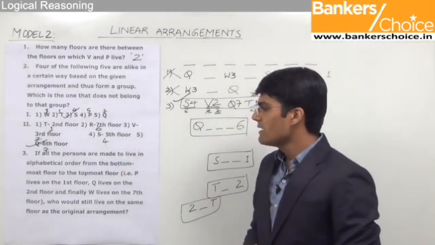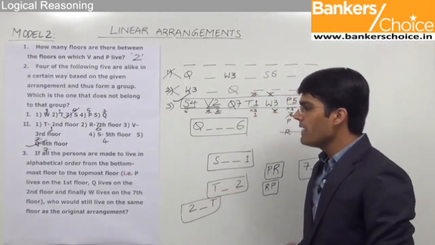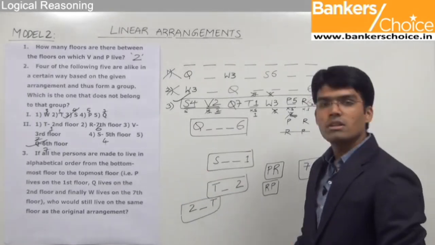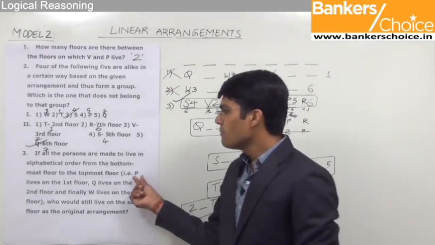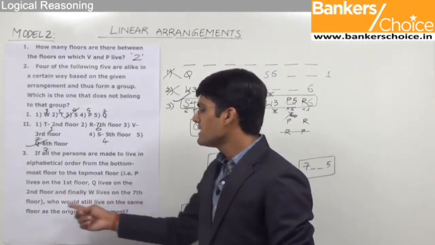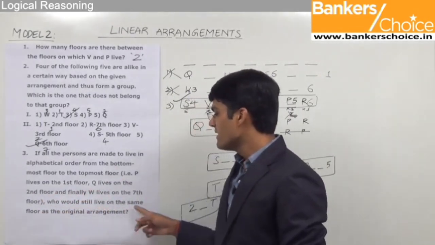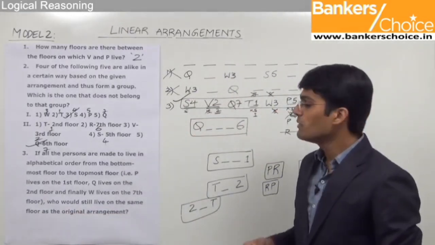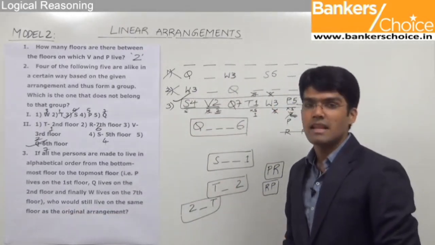Now the last question here is, if all the persons are made to live in alphabetical order from the bottommost floor to the topmost floor, that is, P lives on 1st floor, Q on 2nd floor, finally W lives on 7th floor, who would still live on the same floor as the original arrangement? So what we need to do here is arrange all the persons in alphabetical order.